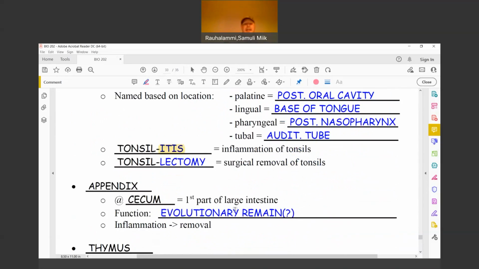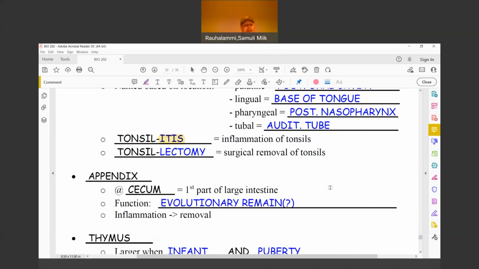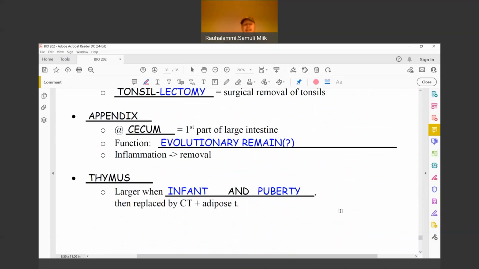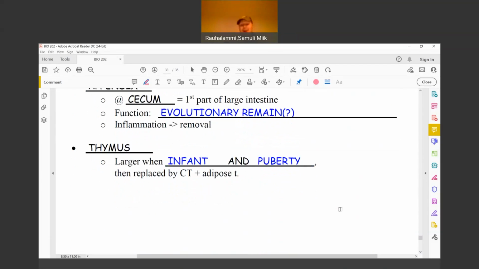I also mentioned the appendix, the first part of the large intestine coming out from the cecum. We discussed a little bit of its role, potentially evolutionary, remained there, and it could get inflamed, it could be removed, so we can live perfectly fine without an appendix. The final one I think we discussed a little bit was our thymus. Remember, that was large during your early life and at puberty, and then gets replaced by connective tissue and adipose tissue. Doesn't mean that the thymus stops working though, even though it anatomically becomes a smaller structure.